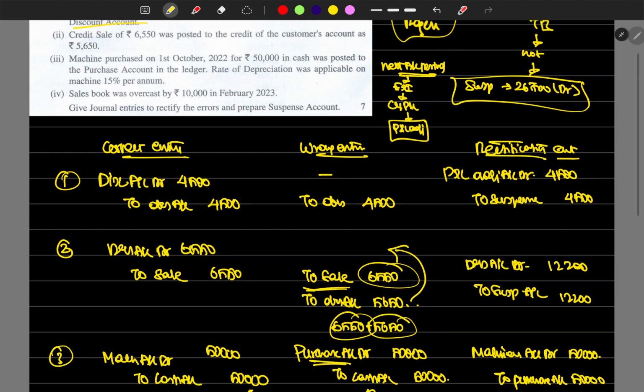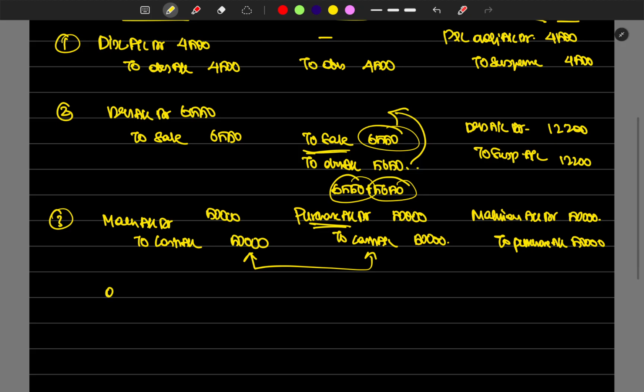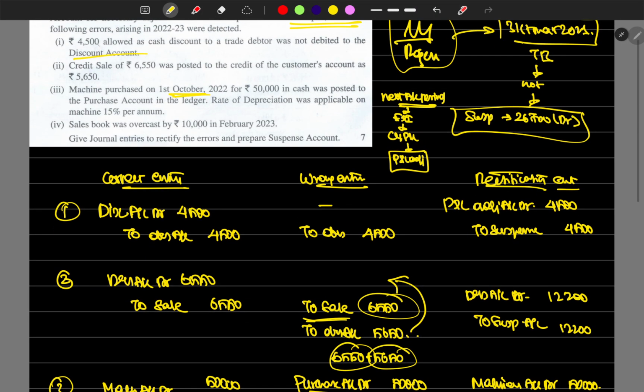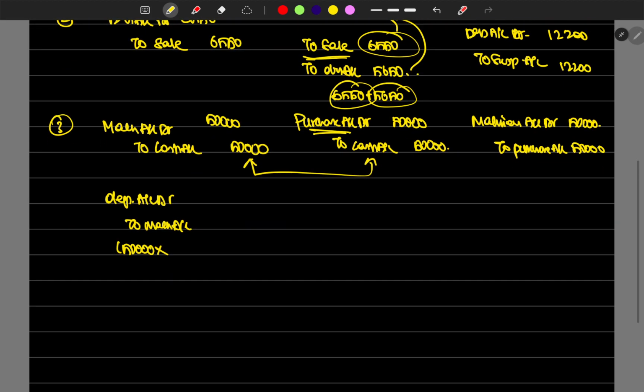Then what else? Rate of depreciation has to be provided. So depreciation account to machinery account. The machinery value will reduce by how much? 50,000 into 15 percent, purchased in October. The year starts on 1st April. So this is how much? 15 percent into 6 by 12.